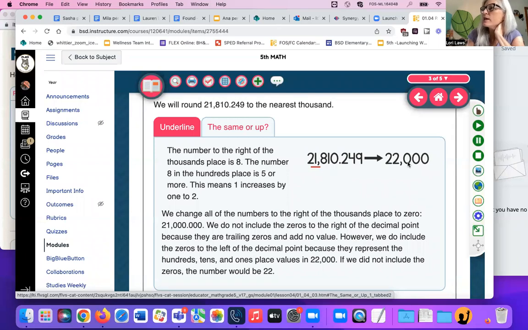Now, do we need these zeros here? Who thinks yes? Nod your head yes. Yeah. Because these zeros are holding the place value. If we get rid of them, it changes 22,000 to 22. Oh my gosh, that's a very different number, isn't it?